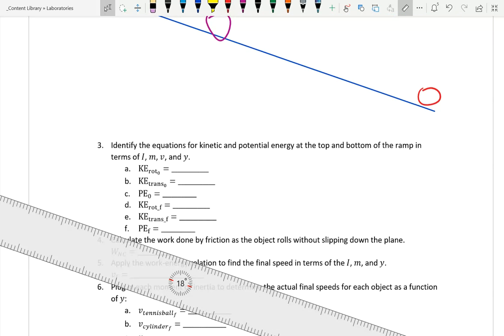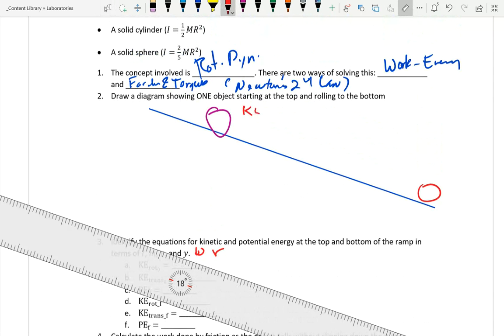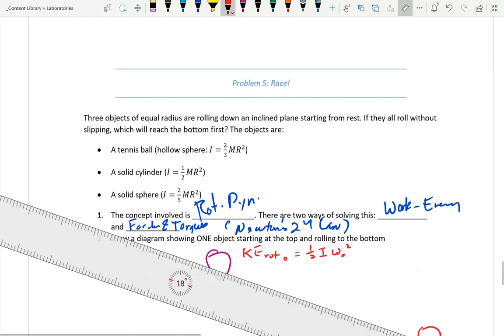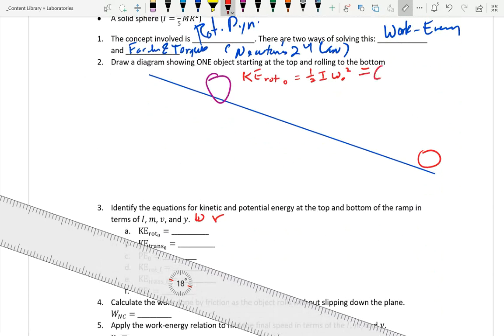And then it says identify the equations for kinetic energy and potential energy at the top of the ramp and the bottom of the ramp in terms of I, m, v, and y. I should have put omega as well, and R. One half I omega squared. So rotational kinetic energy initial is 1/2 I omega initial squared. What's omega initial? 0, because it says right there, starting from rest. So that's equal to 0.